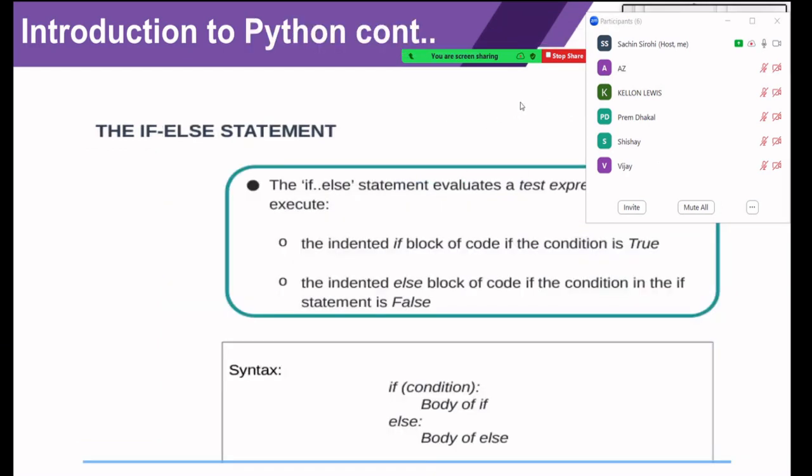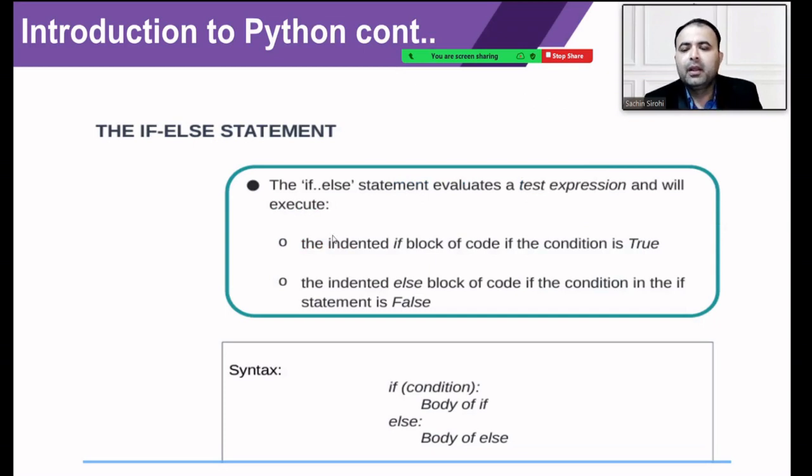Now, the if else statement evaluates a test expression and will execute the indented if block of code if the condition is true. Otherwise, the indented else block is executed if the condition in the if statement is false. If the condition is true, the particular body will be executed. If the condition is false, the other body will be executed.